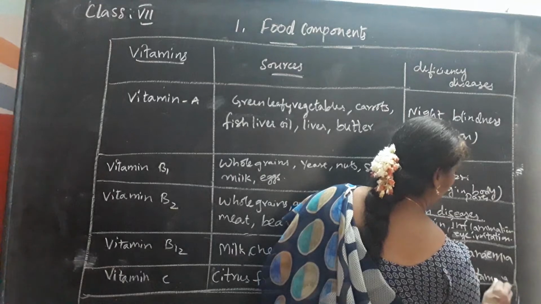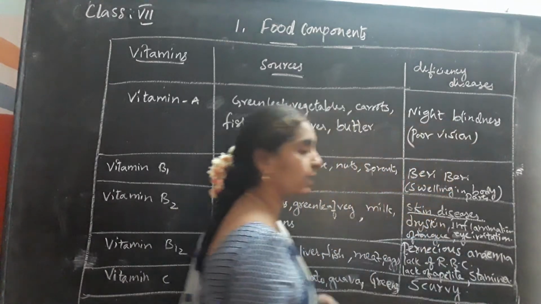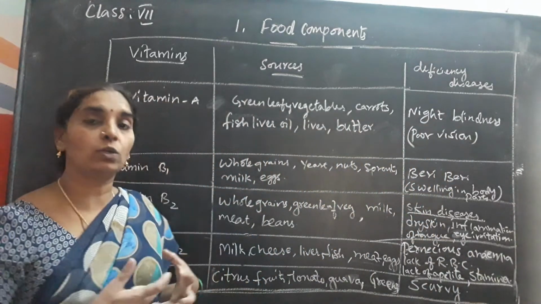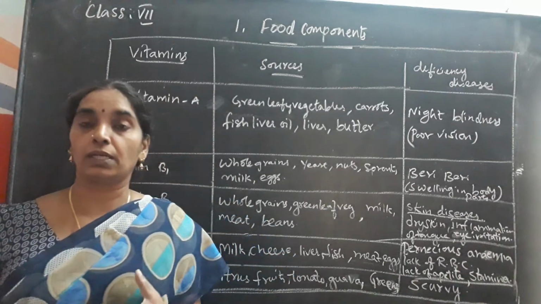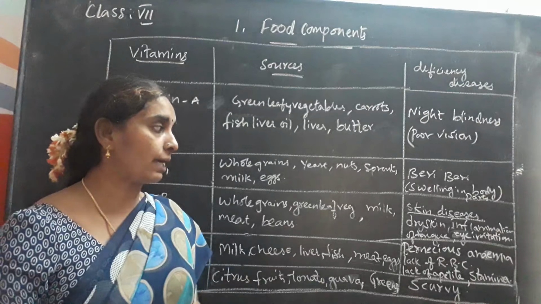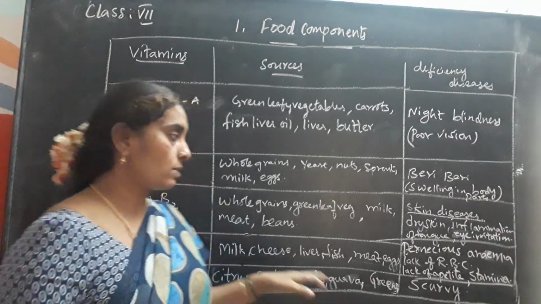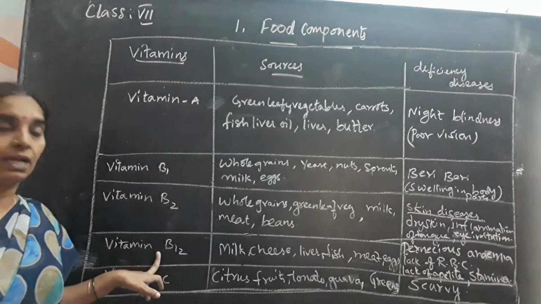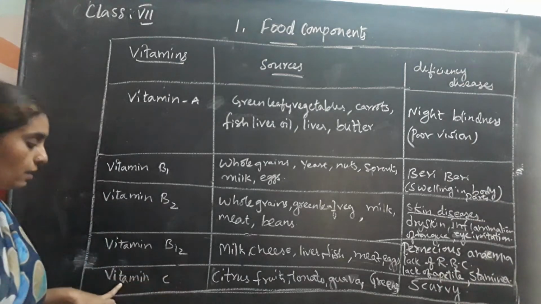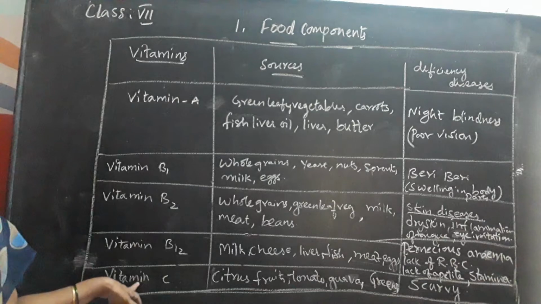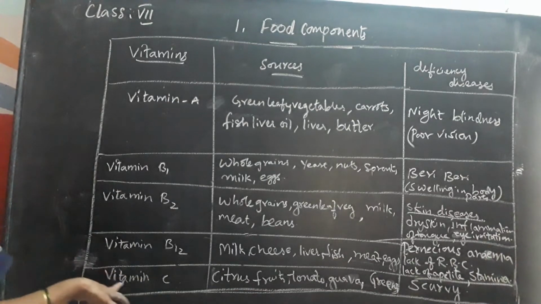So when there are no proper blood cells in our body, we do not have the hemoglobin percentage properly, so we do not have energy levels to do any work. So we suffer from lack of stamina also. So this is called pernicious anemia, which is caused by the deficiency of vitamin B12. Next, coming to vitamin C, it is the scurvy disease.